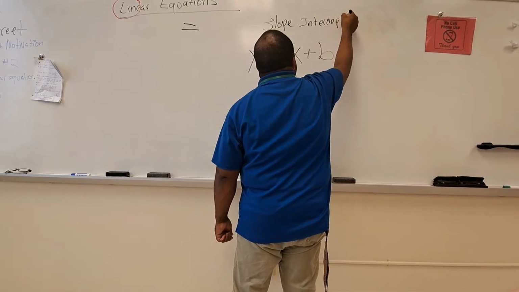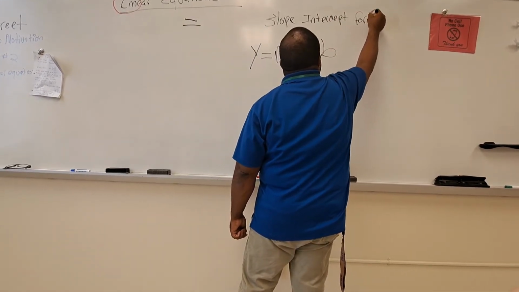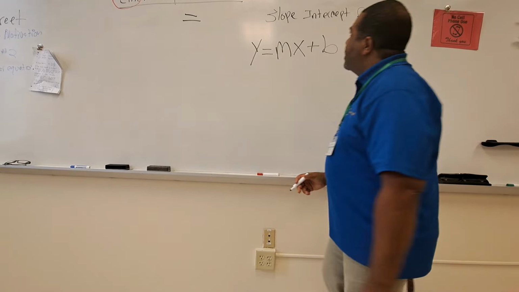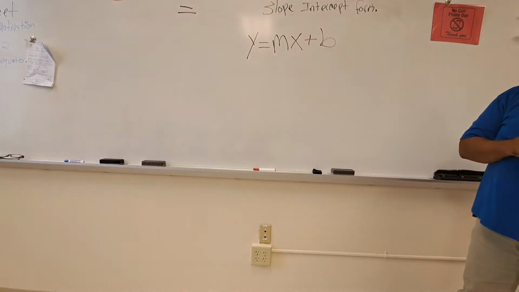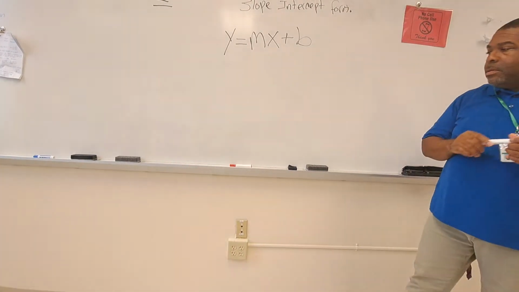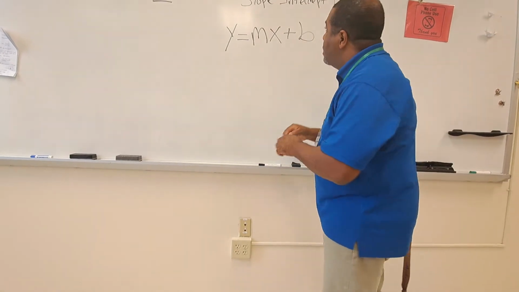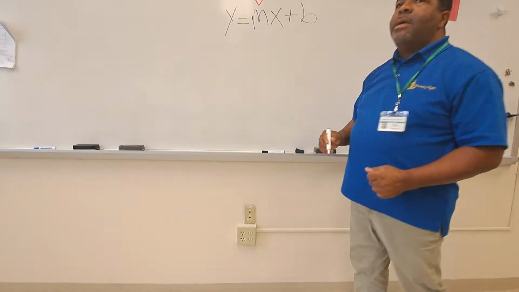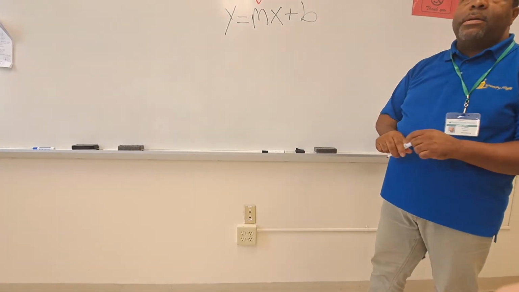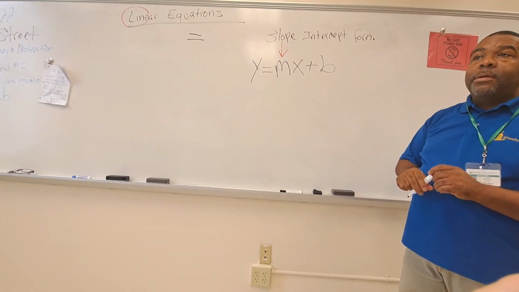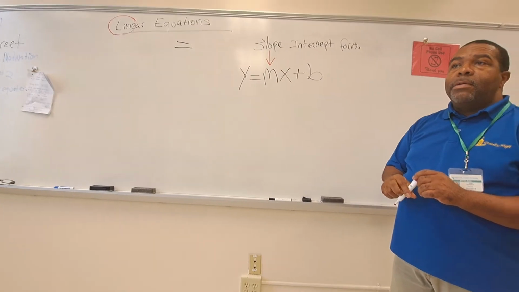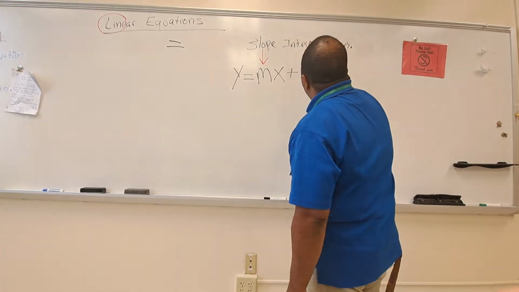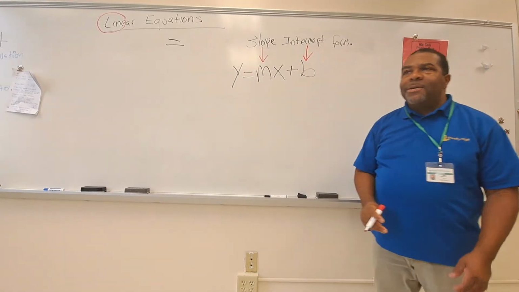Intercept. I might spell it wrong. I can spell form though. So slope intercept form. Where's the slope? What letter is the slope? The M. And what's the Y-intercept? What letter? Y. No, B. B. Right. I know that's kind of confusing.